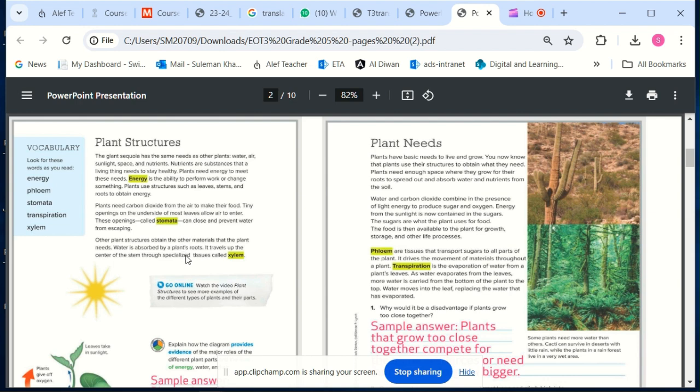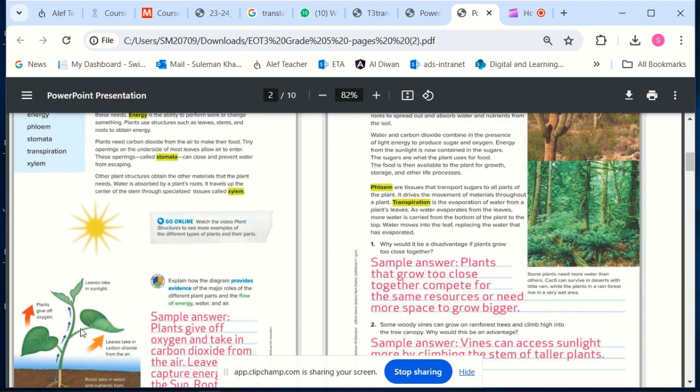So كل أحياء, living things, نبات وحيوان, need energy to do things, to grow, to make chemical reactions, to do everything they need to do. So plants need energy too. So here you will see plant has different parts.